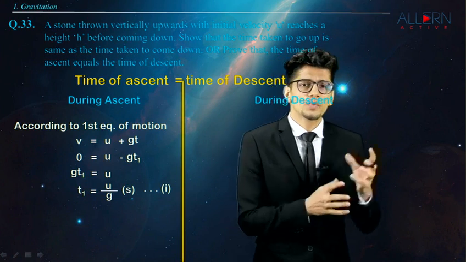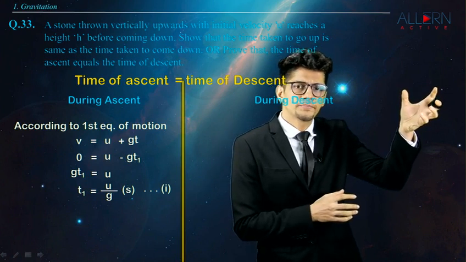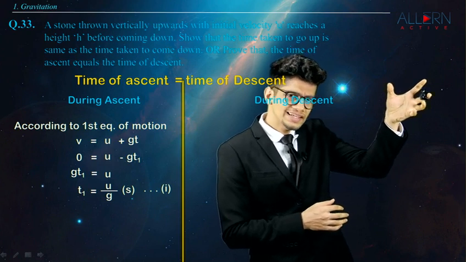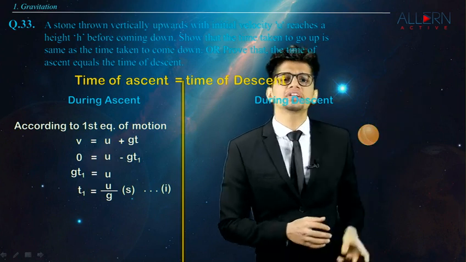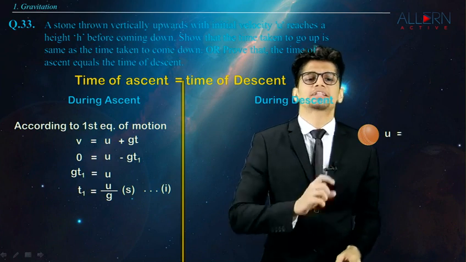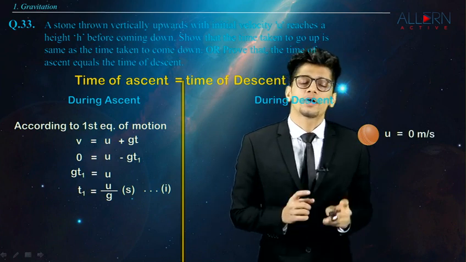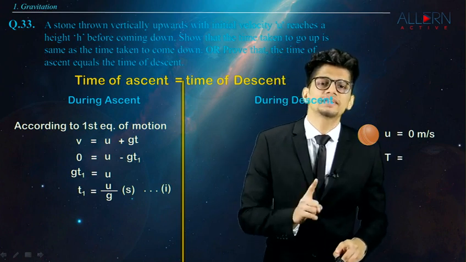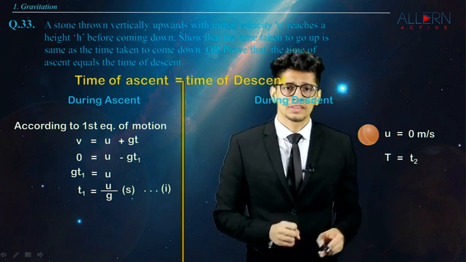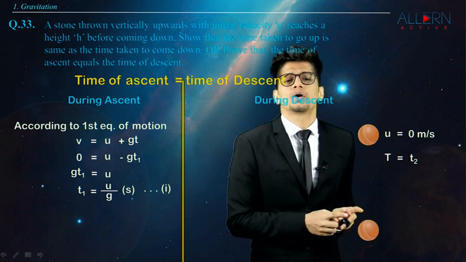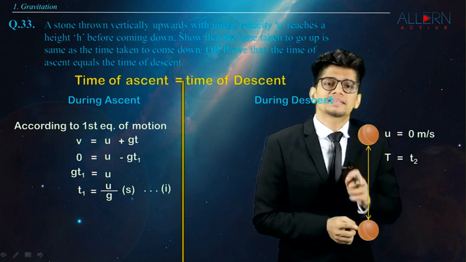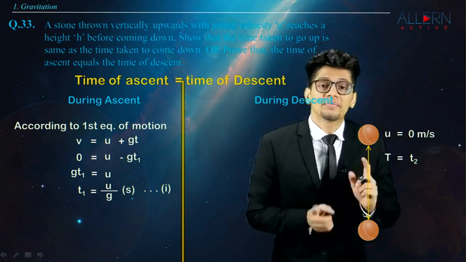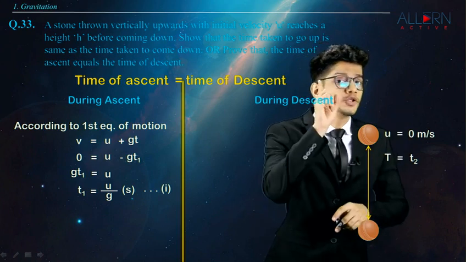During descent, we know the object is in our hand, and we are just going to leave the object. That means the initial velocity of the object in our hand is equal to 0. Obviously when it goes down, it will take a certain amount of time. This time, the time of descent, will be t2. When this ball moves down, it will reach the same velocity with which we threw it in the upward direction, and that initial velocity was u, remember?